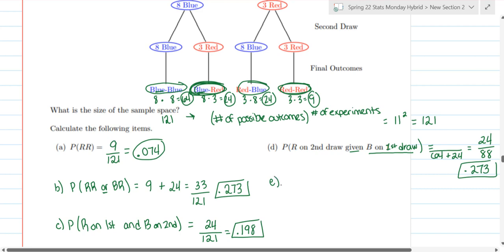Then E, you have probability of blue, then blue. So I look up here, blue, blue, 64 out of 121. So 0.529.